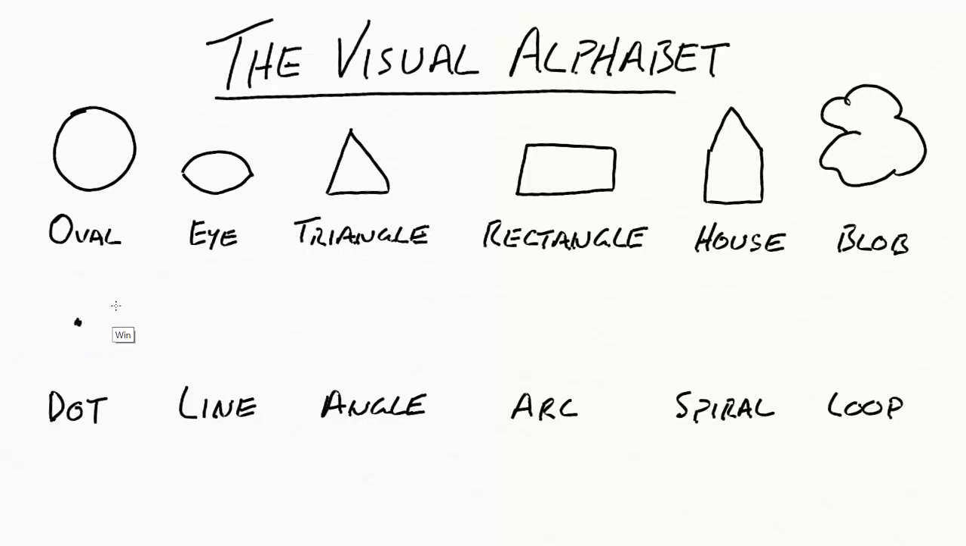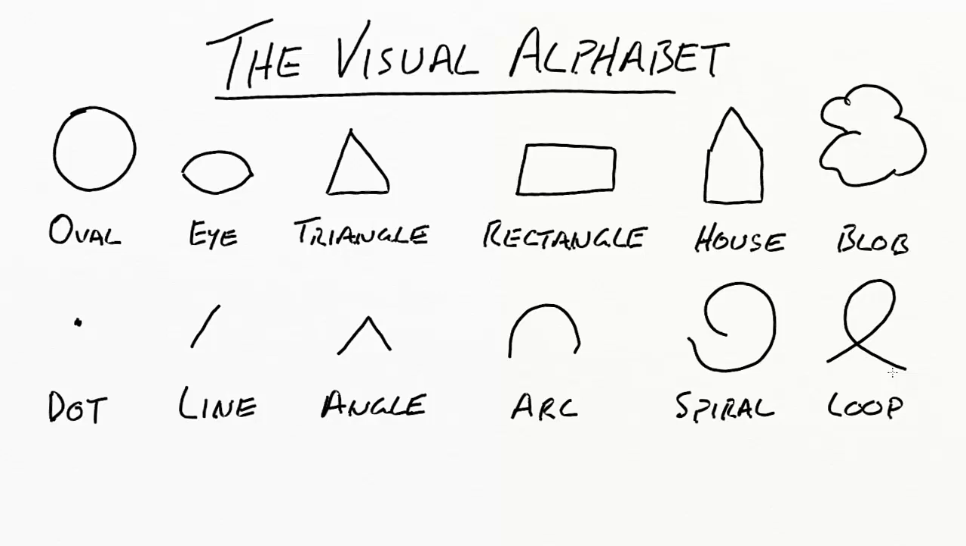Then we have a dot, a line, an angle, an arc, a spiral, and a loop. So all of these form our visual alphabet.